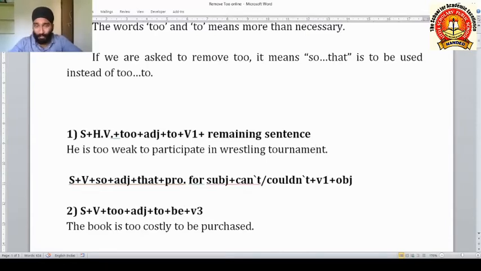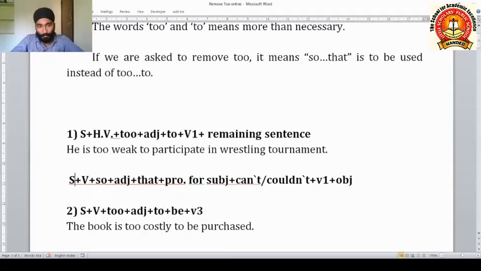This sentence means that someone is very weak and that person cannot participate in the wrestling tournament, because if someone is going to participate in a wrestling tournament, he has to be very strong. So this sentence has such a negative meaning that the person cannot participate in that tournament. So if you are asked to remove "too" for such a sentence, this is the structure for the usage of "so that".